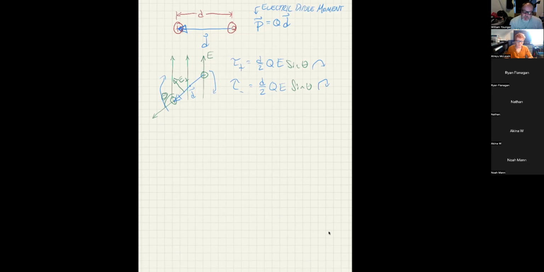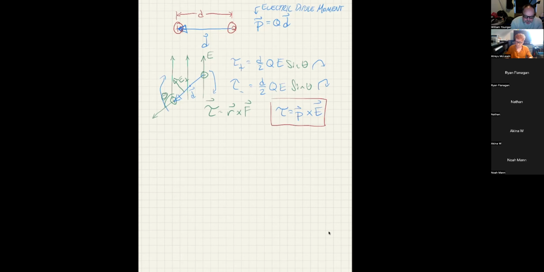Since both of those are D over 2 times QE sine theta, I think you recognize from vector algebra that when you have two vectors times a sine of theta, that usually means a cross product. And torque is meant to be a cross product. In fact, we've already said torque is equal to R cross F. That's one of our definitions of torque. So in this case, we find that torque is equal to P cross E, because the D over 2 and the D over 2 add together to just give you D times Q times E times the sine of theta. So that is in fact a cross product.